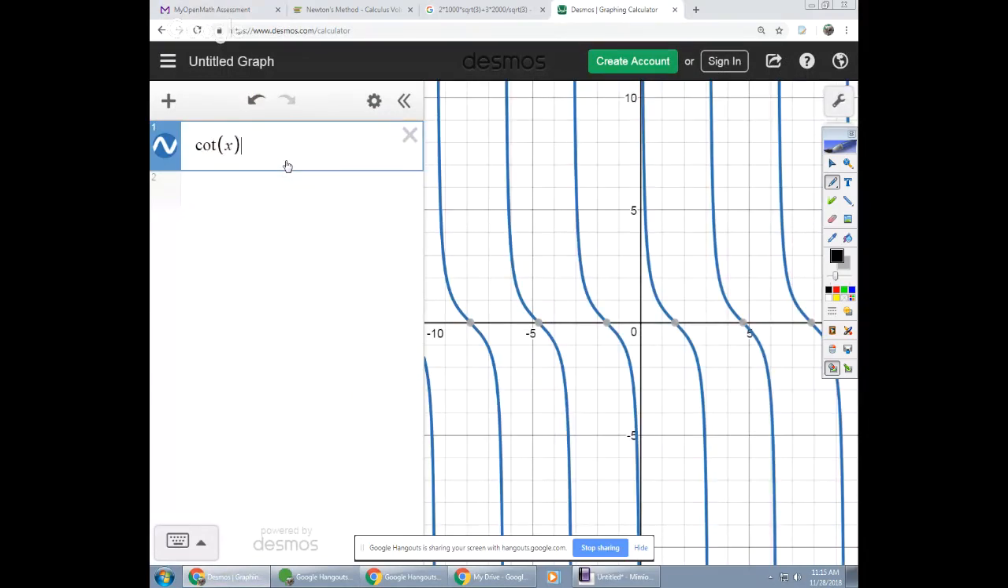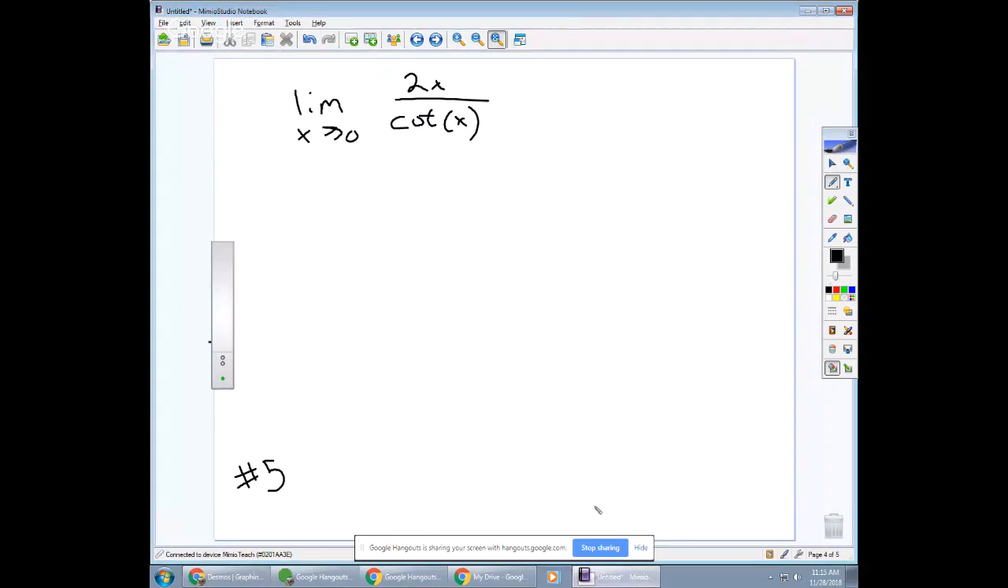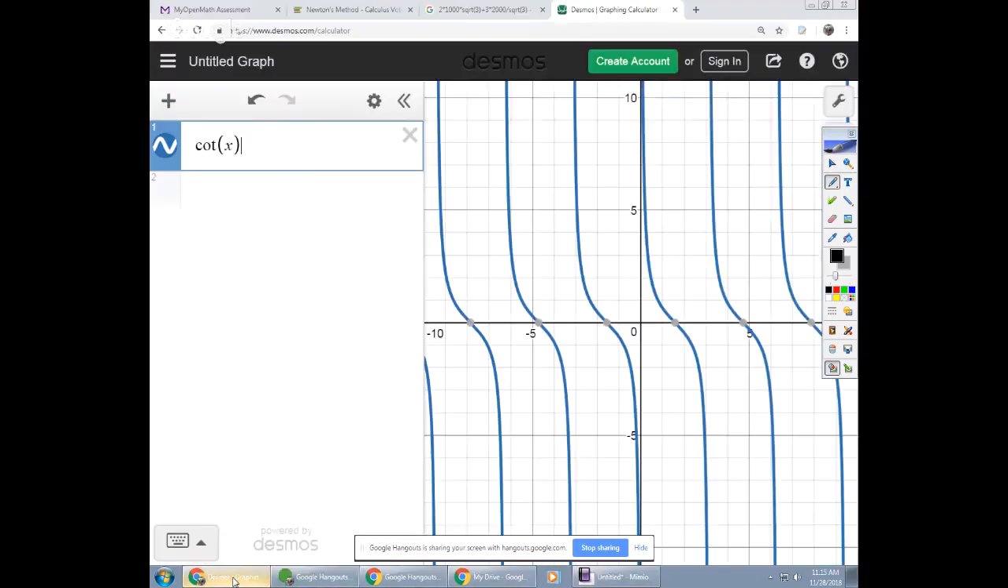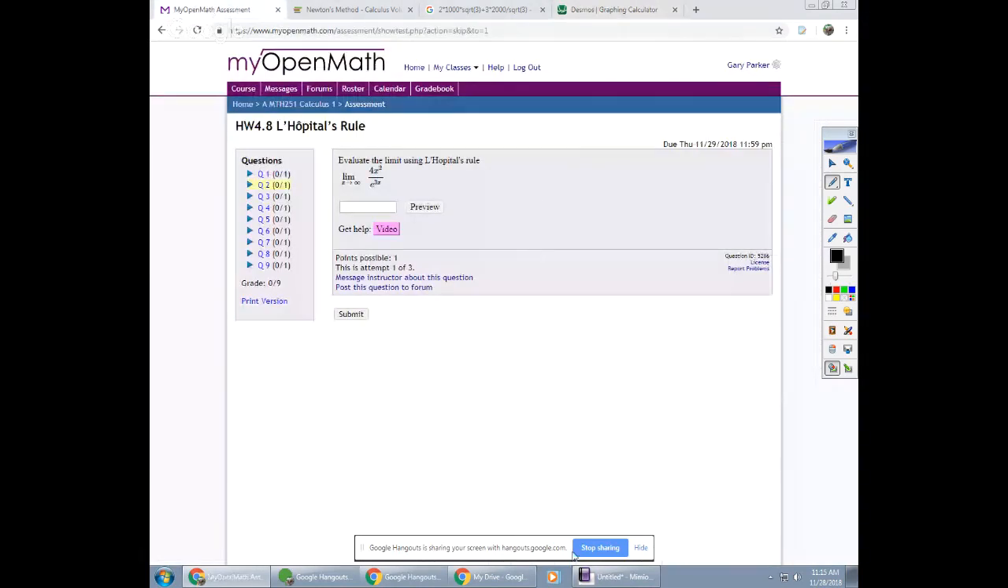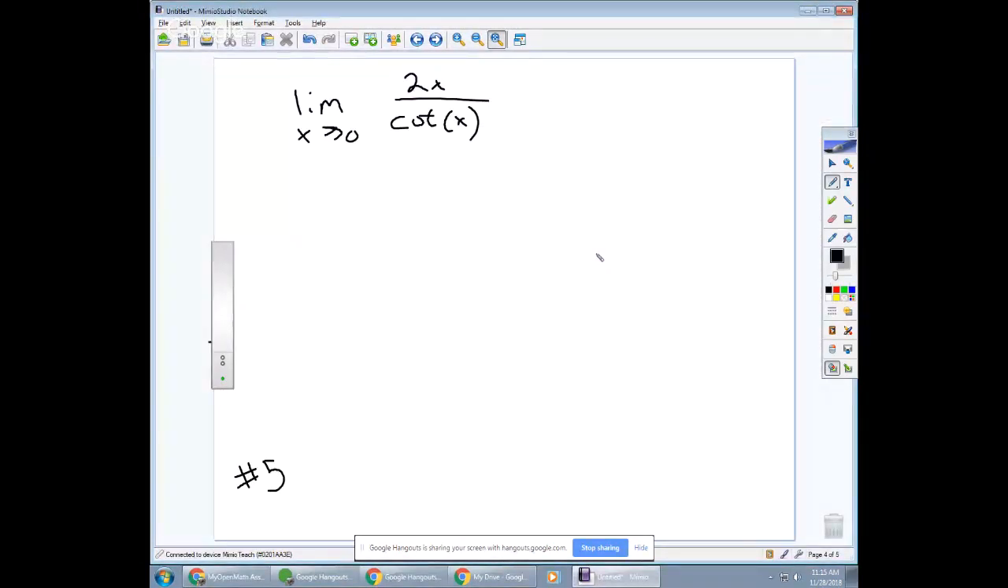Cotangent of x, and let's see, what's x doing here? X is going to 0. On the left side, we are going to infinity. On the right side, we're going to negative infinity. So was this a one-sided limit? No, it's a two-sided. Oh, okay. So you just can't use L'Hopital's rule on it.